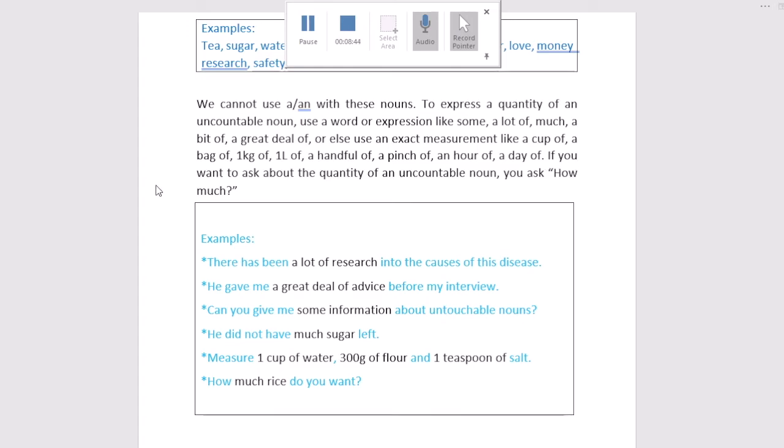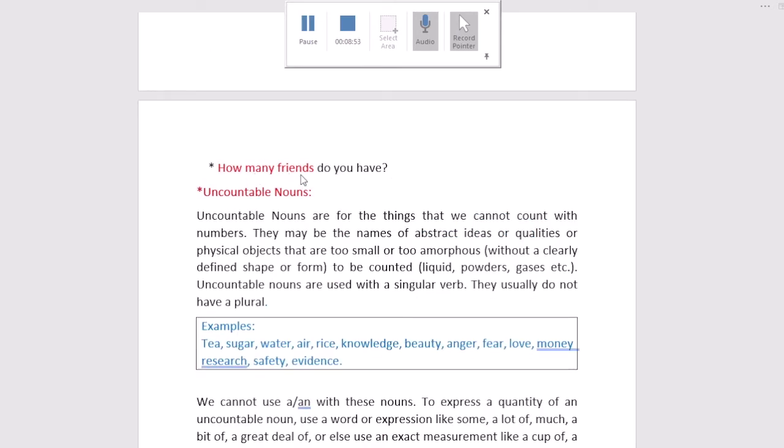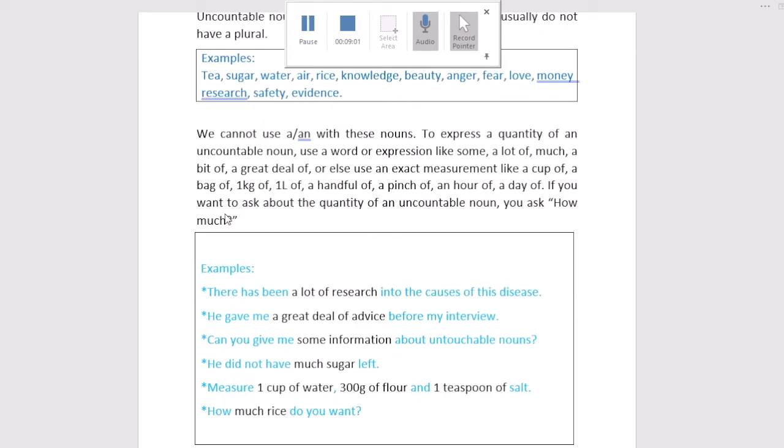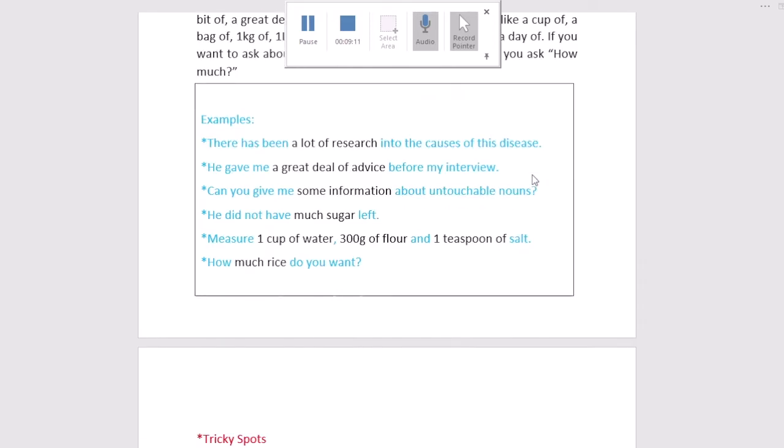If you want to ask about the quantity of an uncountable noun, you ask how much. I have already told you earlier that with friends, which is countable plural, we have to use many, but here we cannot. Why? Because we have to use how much. How much cup of or glass of water do you need? How much glass of water do you need? That is how we ask. Okay, now there are many more examples, look.